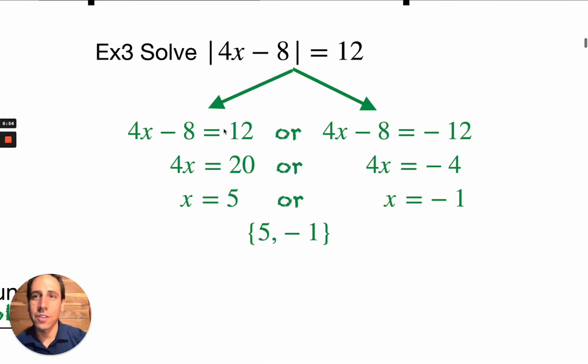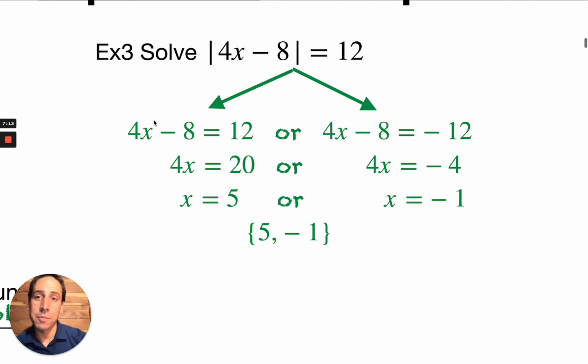All right, so let's solve this. Absolute value of 4x minus 8 equals 12. Well, to undo absolute values, you have to split it up into two parts, the positive version and the negative version. You can see I rewrote 4x minus 8 twice. 4x minus 8 equals, 4x minus 8 equals. And here's the positive version, positive 12 or negative 12.